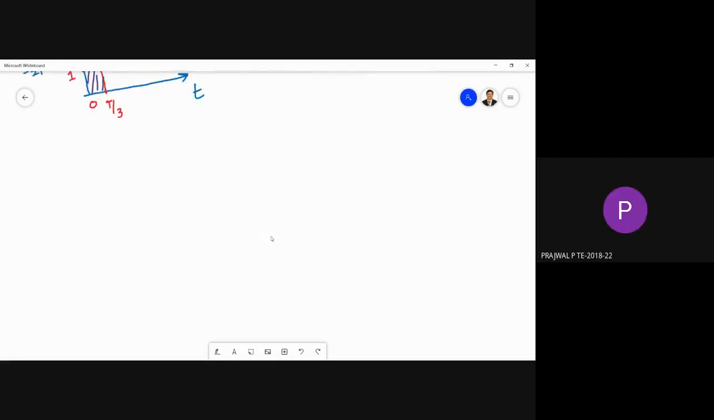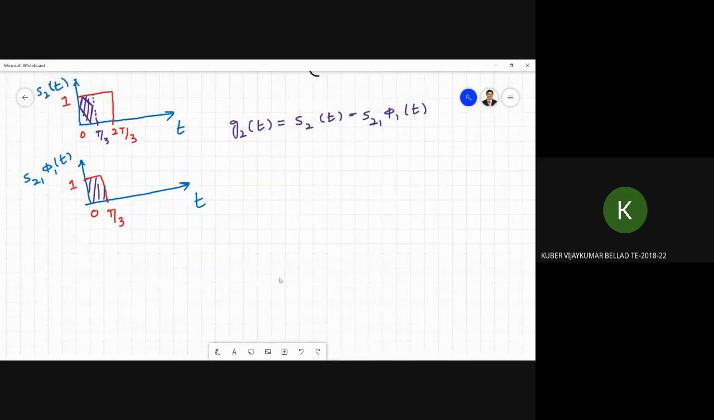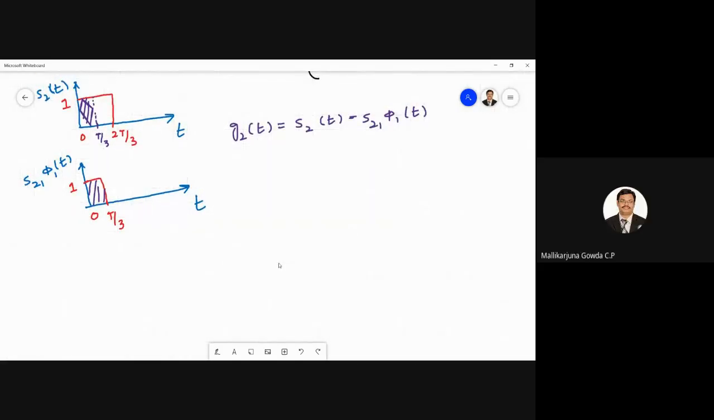So initially we assumed E1 equals S1 of t, right? No, it is not assumed. E1 is equal to what? That is the energy of the signal S1 of t, na?